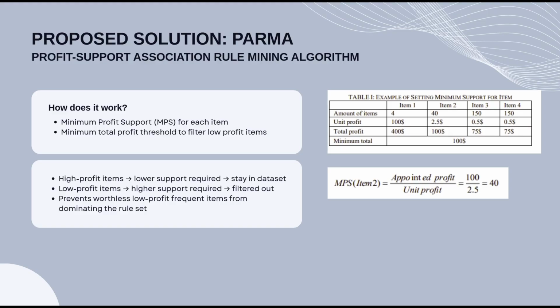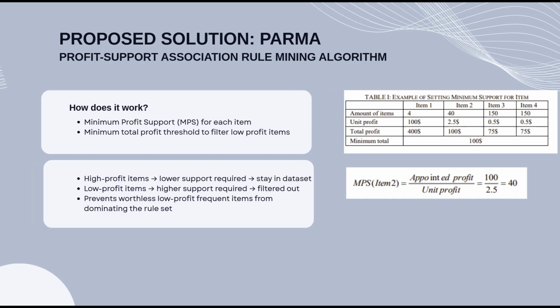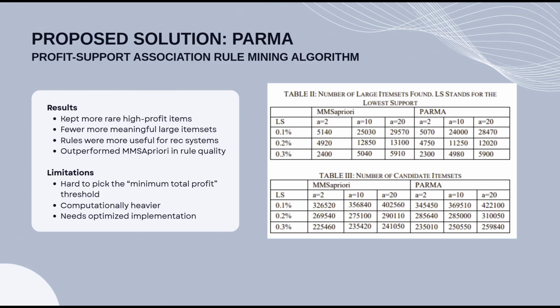So after filtering out those low profit items, the authors show in the image below how they set the unique minimum profit support, as we can see here. So the table to the right shows how the authors evaluated the performance of the proposed algorithm by comparing it to amount-based association rule mining with multiple minimum support, also known as MMS a priori.